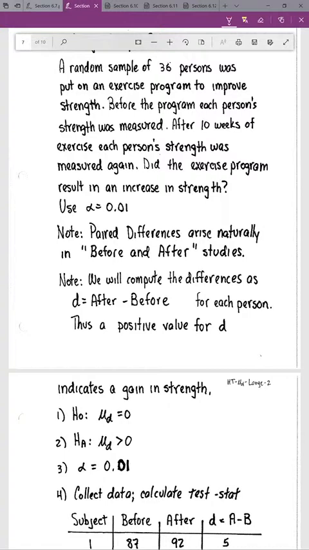Note, pair difference arises naturally in before and after studies. Note 2, we will compute the differences as D equals after minus before for each person. Therefore, a positive value of D would indicate a gain in strength.